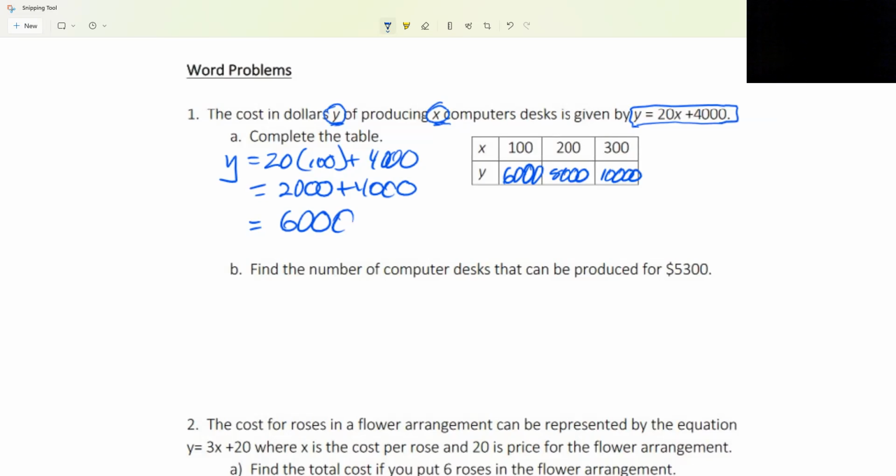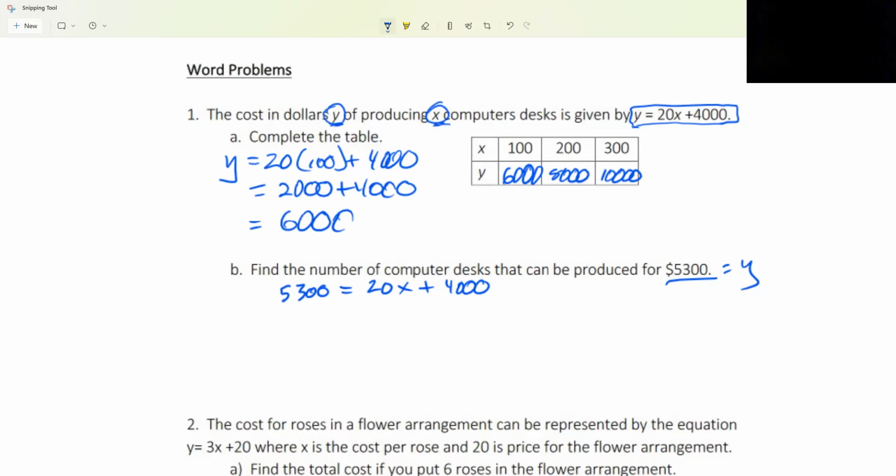You just got to know what you're plugging stuff in for. So always figure out what x is representing, what y is representing. It says find the number of computer desks that can be produced for $5,300. Remember, this is y. So we're saying 5,300 is equal to 20x plus 4,000. They're asking us the number of computer desks we can make for $5,300. The one before it, they were asking how much it's going to cost us to produce 100 computer desks. That's where you get 6,000.